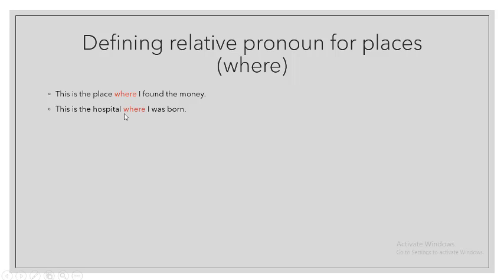Let's see another type of defining relative pronoun. I have a friend whose car is a Ferrari. This is the house whose door is red. What do we see here in whose? Why did we use whose? See here, the friend has a car. So, I have a friend whose car is a Ferrari. Because the car belongs to the friend.